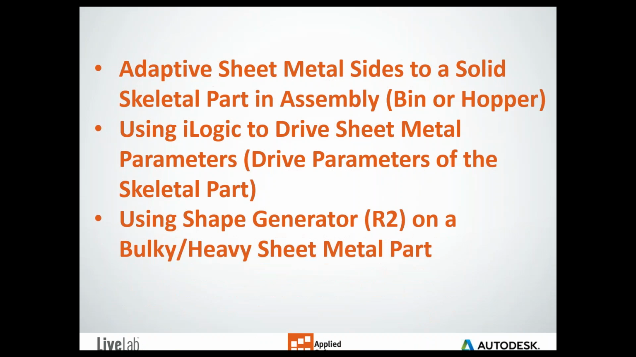And then we'll finish up with a new tool that I don't know if you've had a chance to play around with yet, but it is called the shape generator. It allows you to take those bulky, heavy sheet metal parts and run them through an analysis on the front end of the design rather than on the back end of the design in order to cut out some of that excess material, save money on material cost, shipping weight, things like that that tend to make parts and assemblies a little heavy.